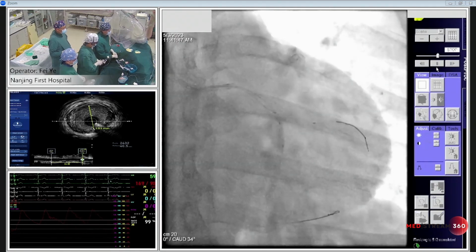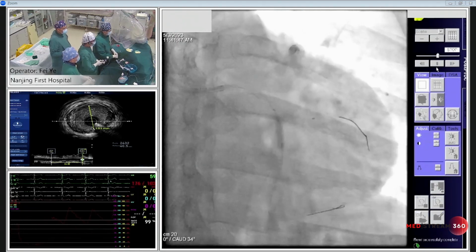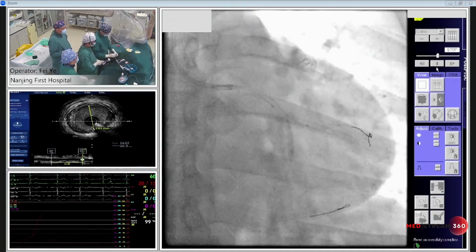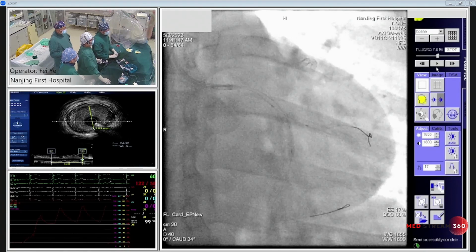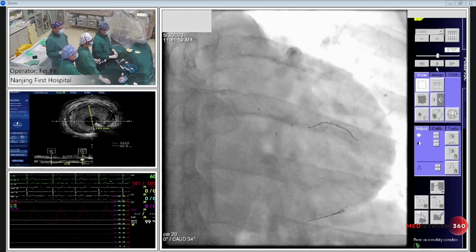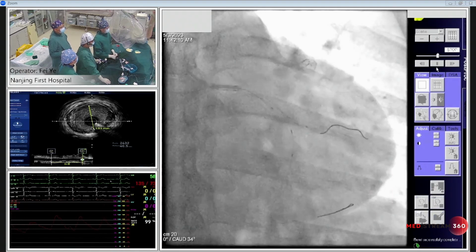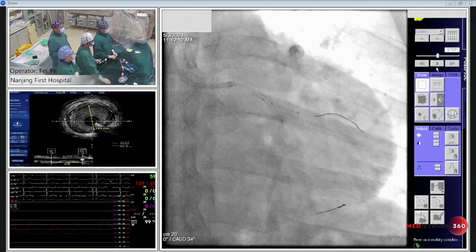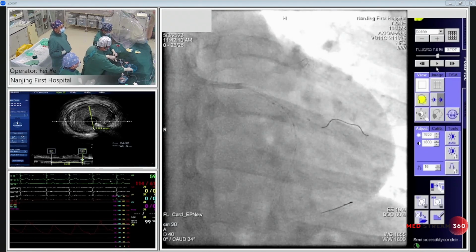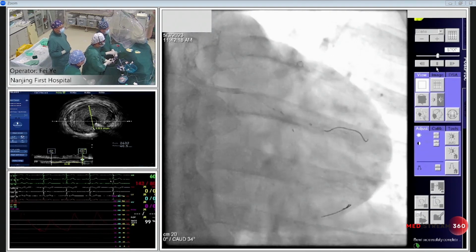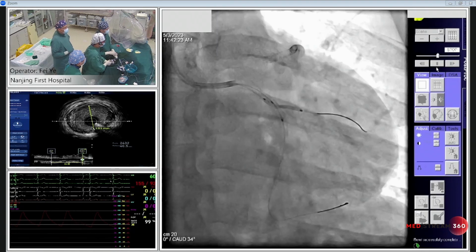After that, we pull back the jailed balloon. Okay, stop. We can find the guiding catheter is very stable without pushing into the left coronary artery. So the chance of damage to the ostium of the left main is decreased. So we pull back the 3.5 balloon. Inflation first, 6 atmospheres. Yes, 6. Just leave it. Okay, keep it maintained.